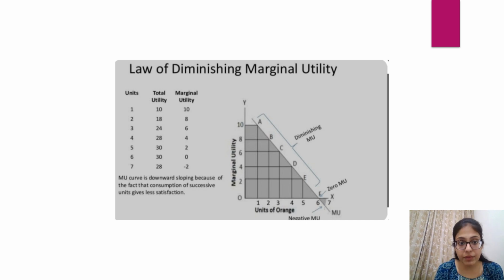See this. When we consume 1 unit, our marginal utility is 10. When we consume 2 units, the marginal utility goes from 10 to 8. 3 units, from 8 to 6, 4 units, 4, 5 units, 2, 6 units, 0 and 7 units, minus 2. So we conclude that the marginal utility is downward sloping because जैसे जैसे हम ज़्यादा units consume करते हैं हमारी marginal utility कम होती रहती है.